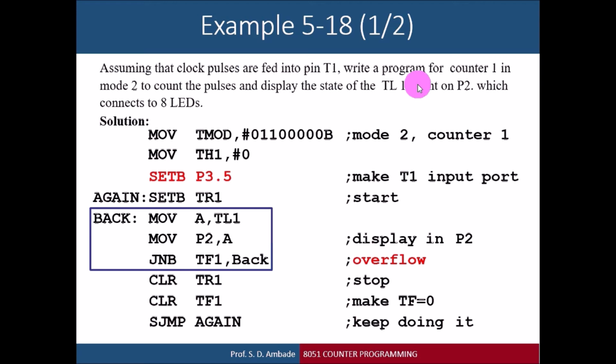First, we have to configure the timer mode register TMOD. So MOV TMOD, #01100000B. It will configure the TMOD register with counter 1 in operating mode 2. After that, we have to clear TH1. So we MOV TH1, #0.